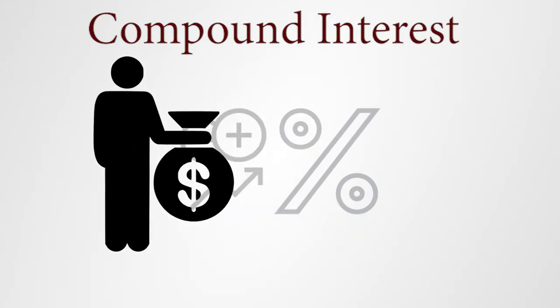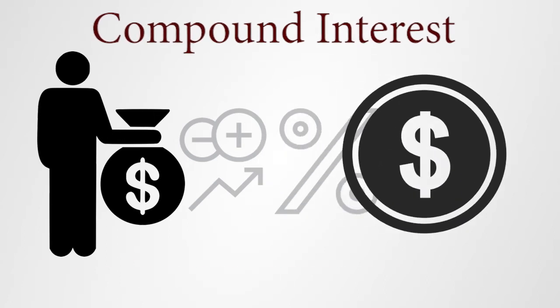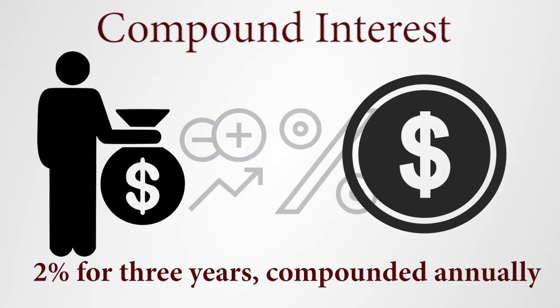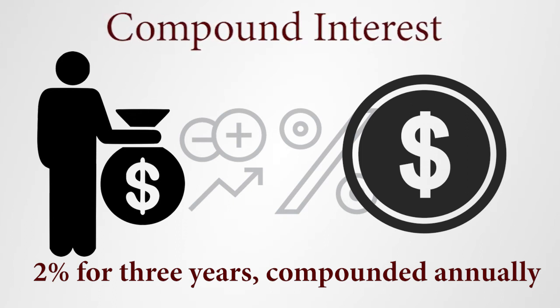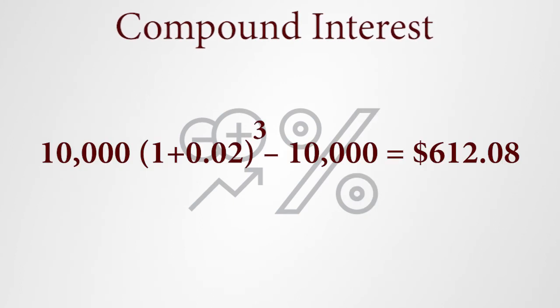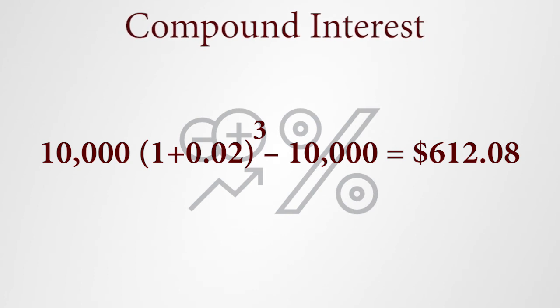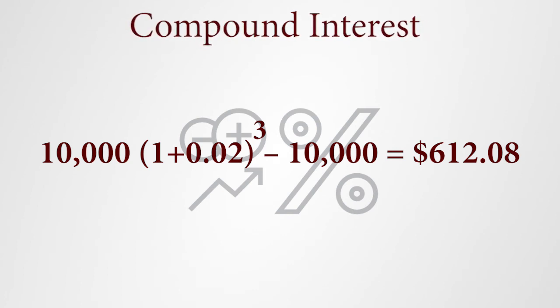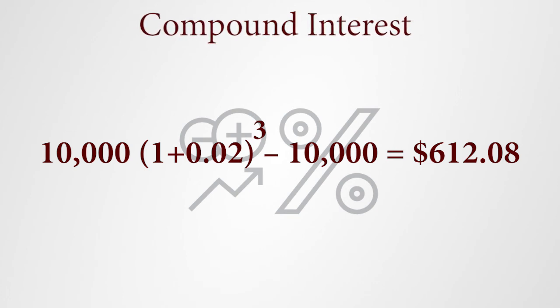Now let's understand this via an example. Consider a person who deposited $10,000 into savings account at a rate of 2% for 3 years, compounded annually. The compound interest in this case will stand at 10,000 into (1 plus 0.02) raised to the power 3, that is 3 for the number of years, minus 10,000, which is equivalent to $612.08.